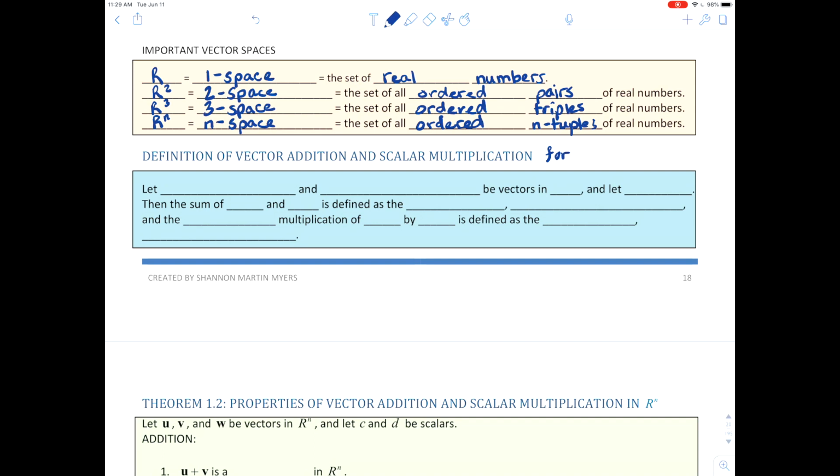now this is for Rn. It's better just to do it in general because R2 follows this. So if we let u equal to u1, u2, all the way down to un. So all the ui's are real numbers, because they're the components of the vector. And if we let v equal to v1, v2, all the way down to vn, and they're going to be vectors in Rn, and we're going to let some c belong to the real numbers.